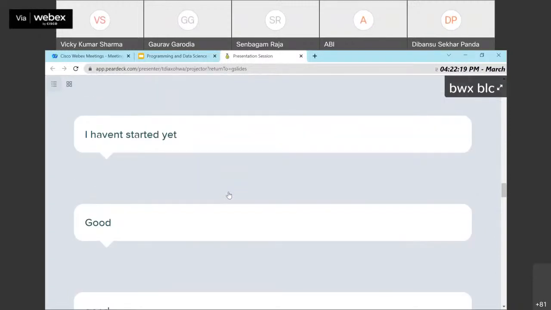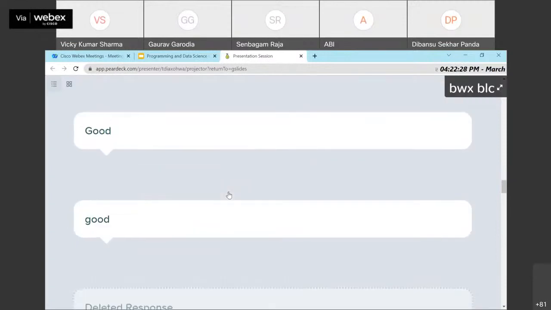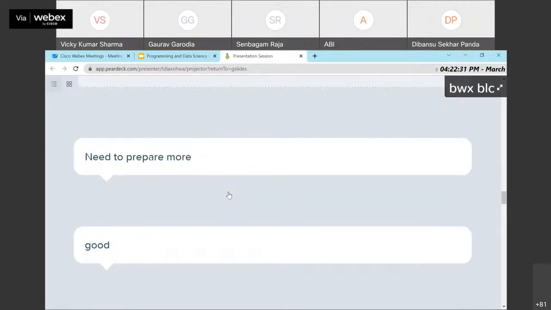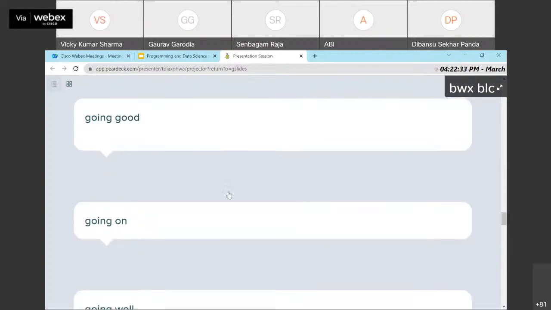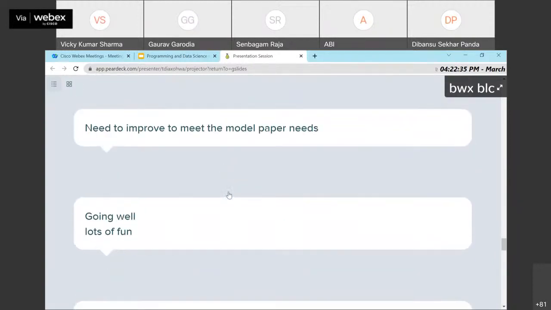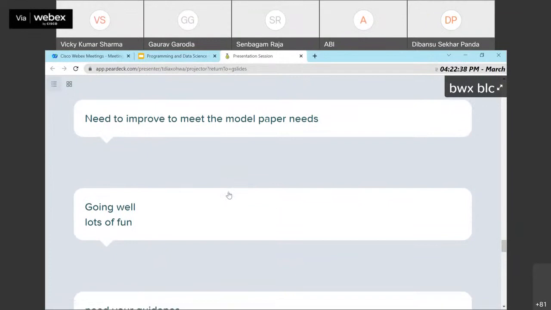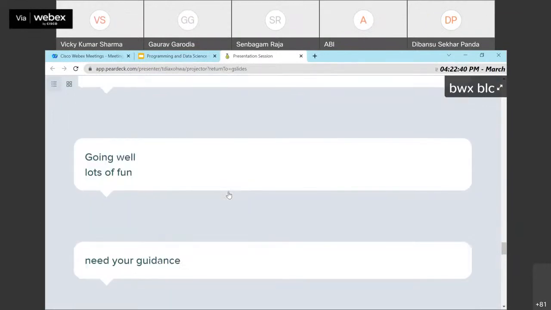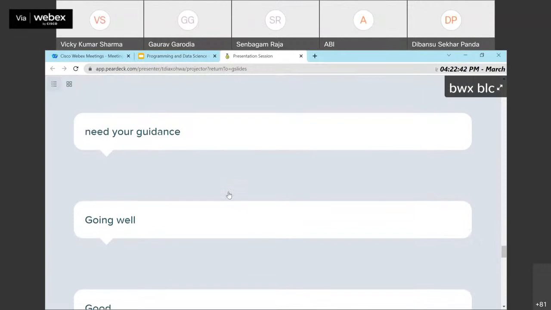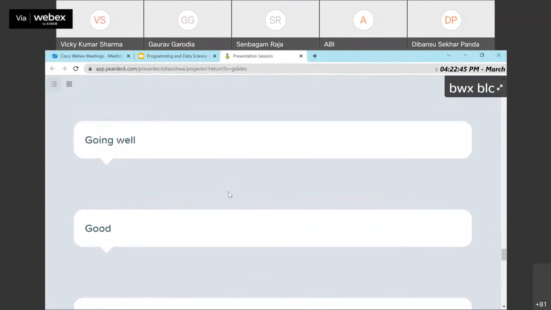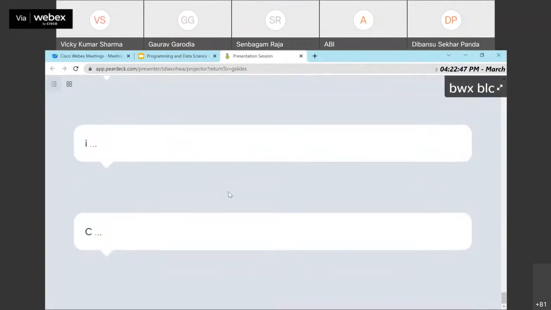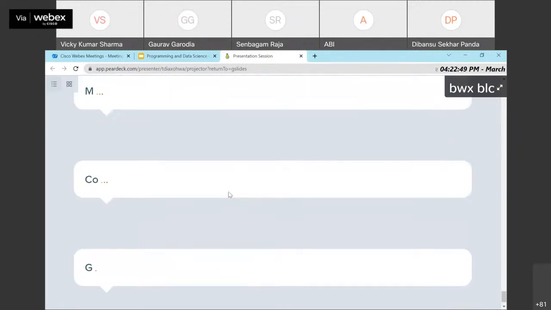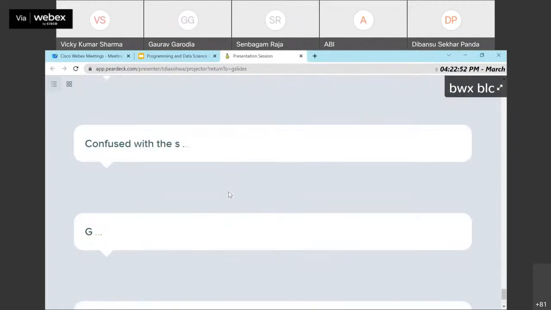So you cannot write just anything, whatever is relevant to the context is what you have to write. I haven't started yet. Okay. Good. Not need to prepare more. That's always there. Going on. It's tough. Need to improve to meet the model paper needs. Okay. Going well. Lots of fun. Nice. Need your guidance. Okay, anyway, I'm here to guide you. Okay, good. So overall, this is how we get the response. Even if you start typing something, it will show here that you are typing.